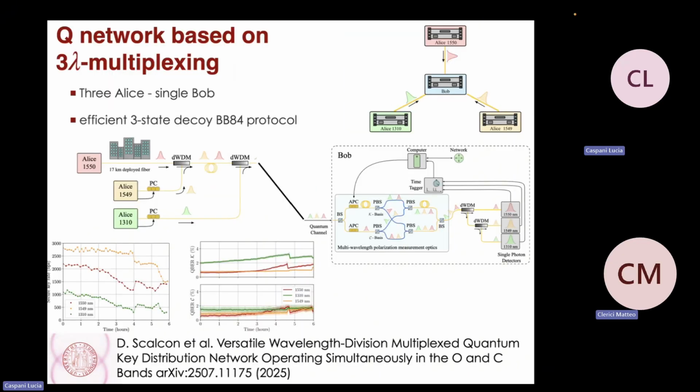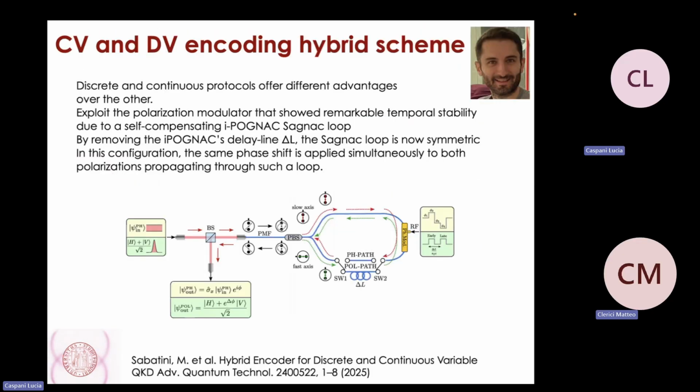Okay. Polarization allows us to essentially multiplex in wavelength. For instance, we have this experiment showing that you can run two protocols in the C band and one protocol in the O band on the same fiber in parallel, no problems, including also the classical channel. And so it's quite convenient.